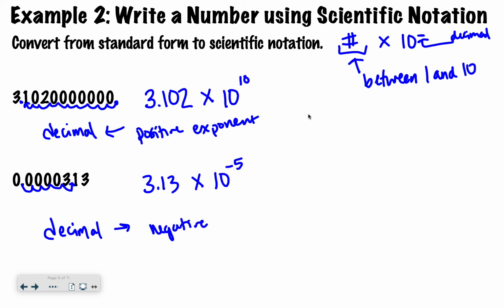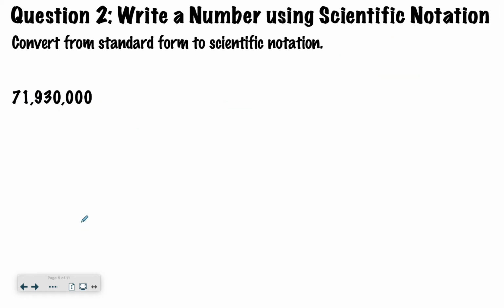Okay? So that's a little recap on scientific notation. I would recommend you write something like this down here, maybe add a few details that help you, and then maybe just write a couple of examples like this on your note card. All right, so now what I want you to do is convert this number right here from standard form to scientific notation. Good luck.